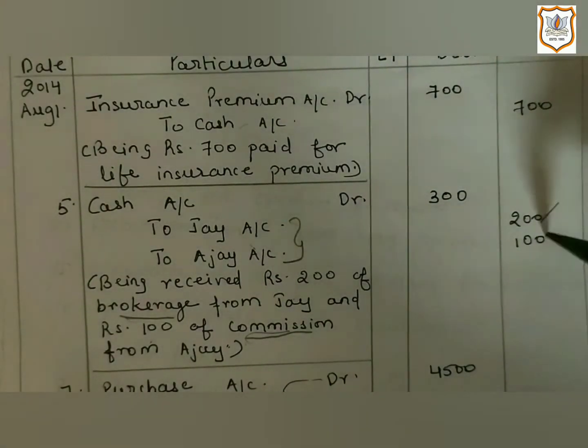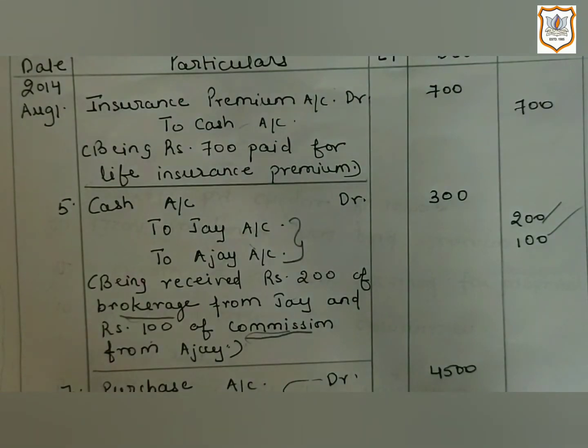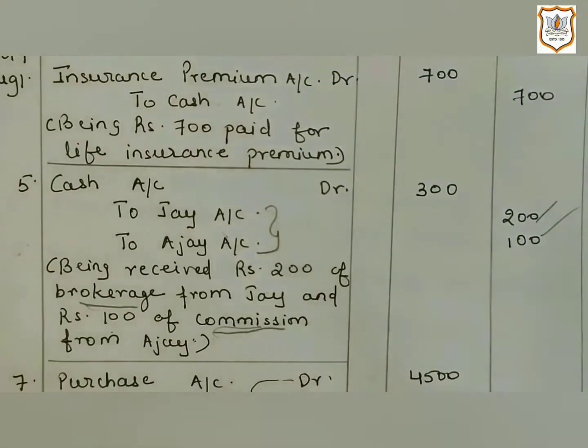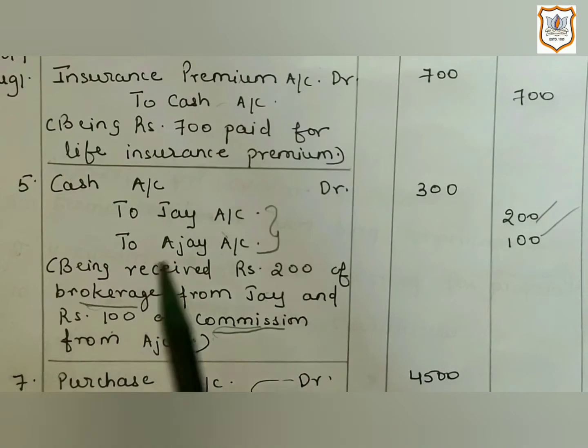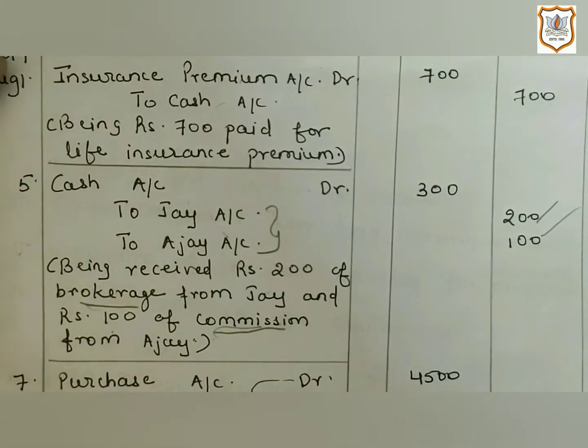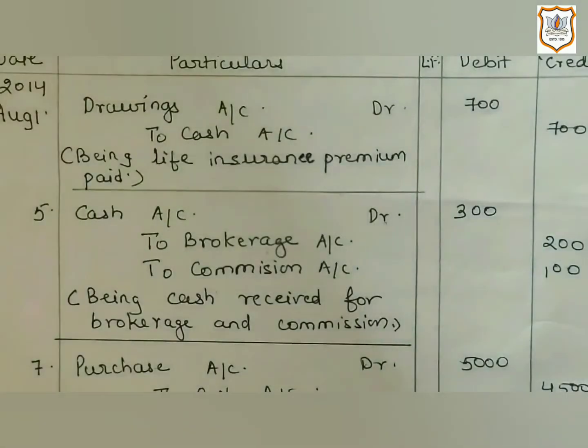Because these two amounts are not amounts which were outstanding to be received for goods or services in the past, which Ajay and J are paying now. Rather, J and Ajay are paying brokerage and commission. So brokerage received and commission received are income for the business. So instead of crediting J and Ajay's accounts, brokerage and commission accounts should have been credited. So now let us see the correct journal entry for this.